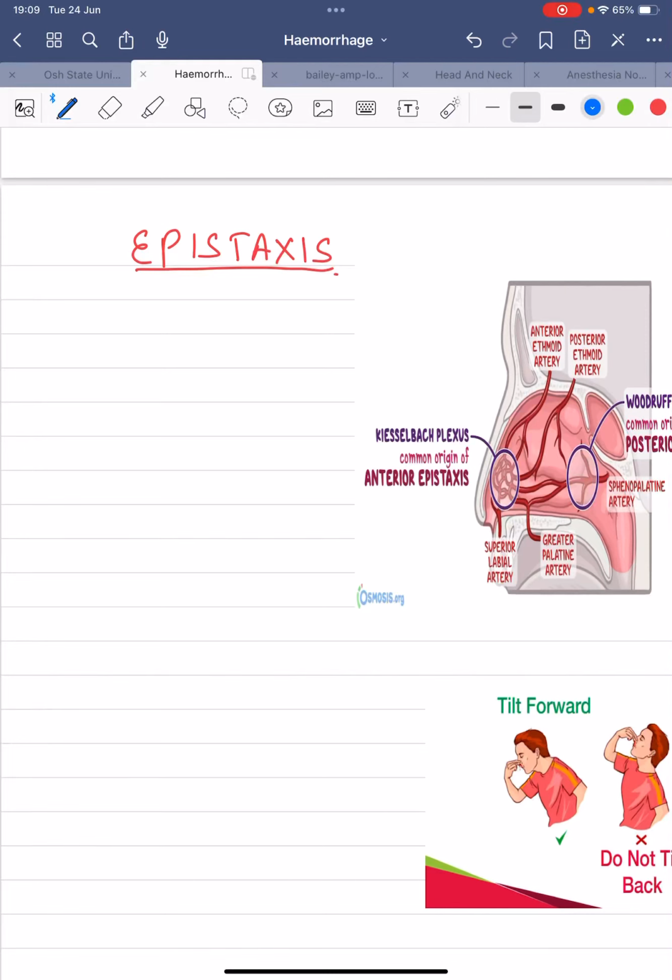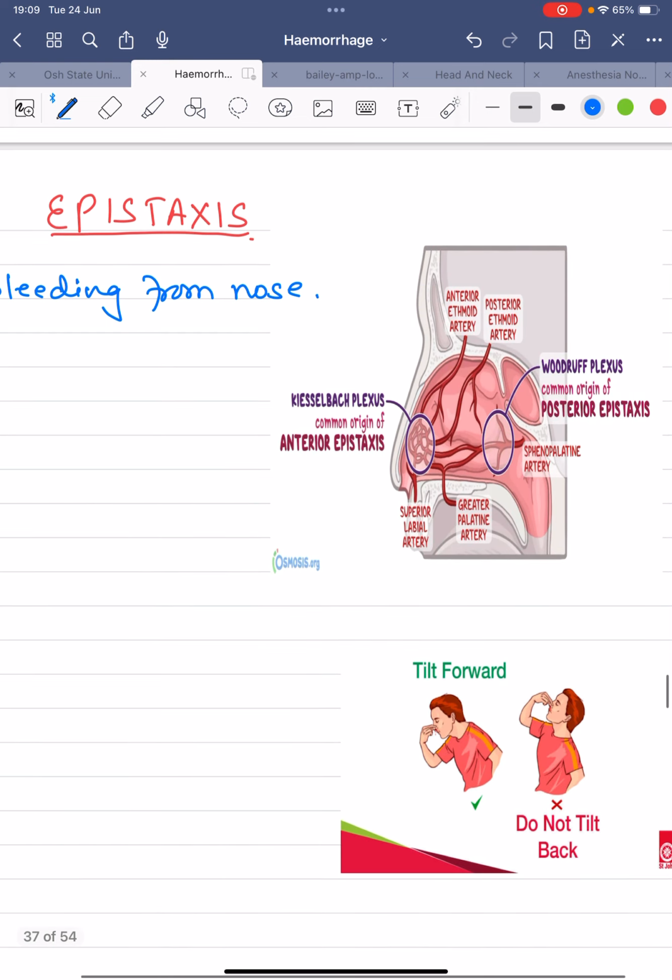The topic of epistaxis. So see here everyone, what is epistaxis? Bleeding from the nose is known as epistaxis. Now very important point, as you can see in this diagram. First thing you must remember is that most commonly it occurs in the anterior segment of the nose. Okay, so the anterior segment of the nose is the most common, that is the anterior epistaxis.